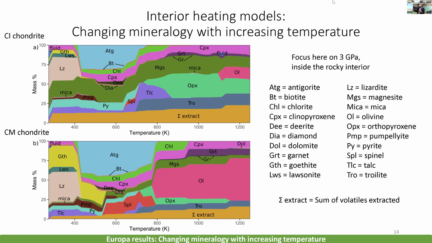And so what we see over here is, for example, antigorite is a serpentine mineral containing quite a bit of water, and it's stable somewhere between 400 and 800 Kelvin at 3 gigapascal. And as you increase the temperature, then it destabilizes and transforms into more dehydrated minerals. And so this orange field over here at the bottom just shows the total amount of fluid released from the interior as a result of these reactions. And what we see is that the phase assemblage in the interior changes depending on whether you start with a CI chondrite composition or a CM chondrite composition.